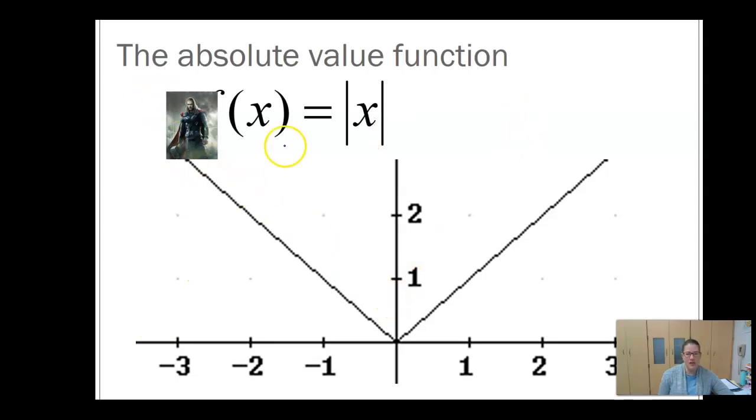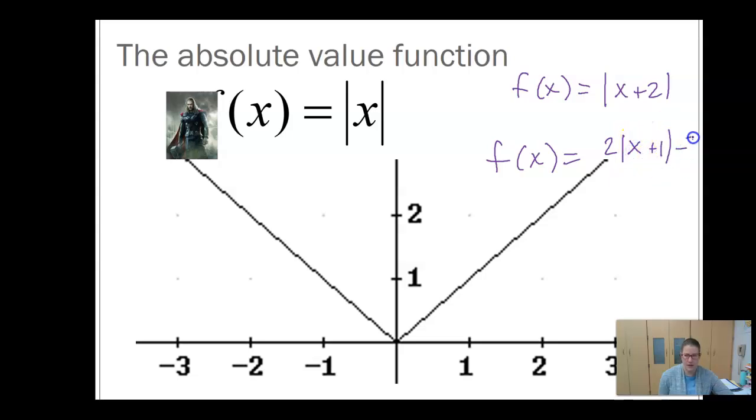Absolute value functions, f of x equals the absolute value of x, is always going to be this V shape. It could be f of x equals the absolute value of x plus 2. It could be f of x equals 2 times the absolute value of x plus 1, minus 3. Anything that has absolute value with x inside the absolute value is going to have this basic shape. Again, it can move up and down, right and left.